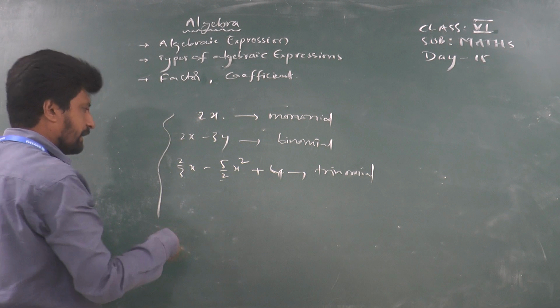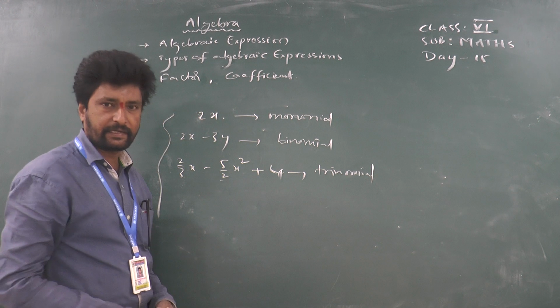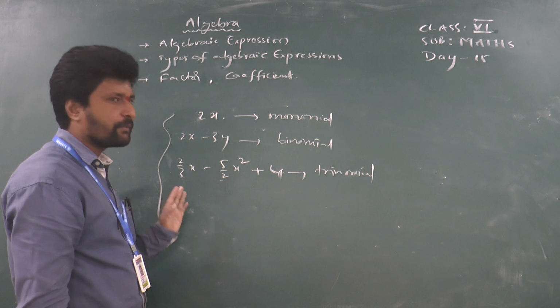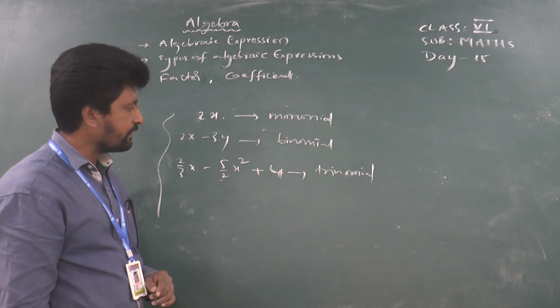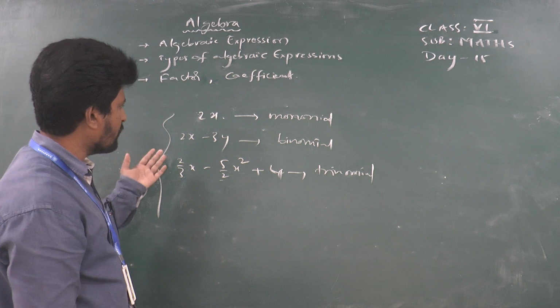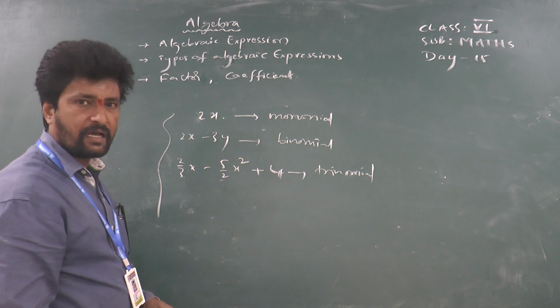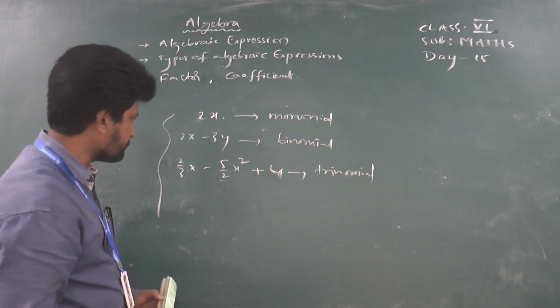Now any algebraic expression we can take. If it contains either one term or more than one term, then we call that multinomial. That means all these monomials, binomials, trinomials are multinomials only.